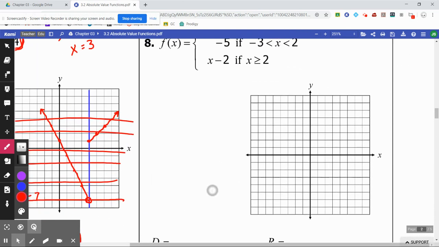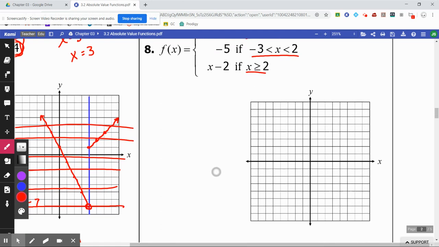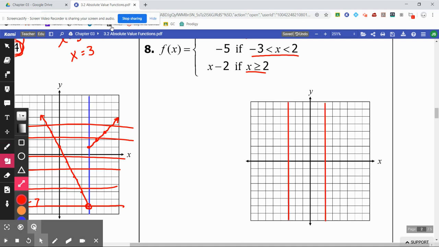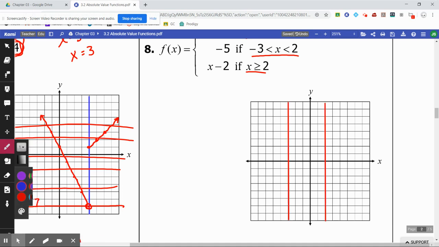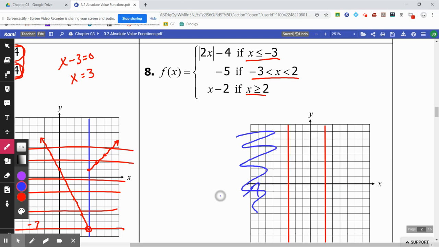Okay, the next one. Another piecewise function. My divisions are at 3 and 2. So I'm going to draw some lines there at 3 and 2 to divide up my graph. And that's actually -3 and 2 instead of 3 and 2. Now let's graph our different parts. On the first region, everywhere x is less than -3, I have the function absolute value of 2x minus 4.